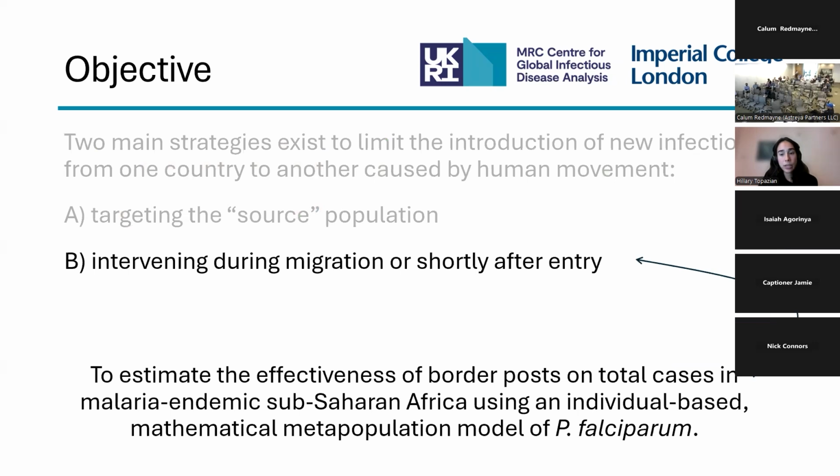So this led us to design a metapopulation model to help answer this question. So our goals were to estimate the effectiveness of border posts on reducing cases of malaria among populations living in border areas, and to identify characteristics of the sites where the intervention would be the most effective. And mathematical modeling is particularly useful in this case because it's nearly impossible to disentangle the effects of border posts from the effects of other things that they're normally packaged with.